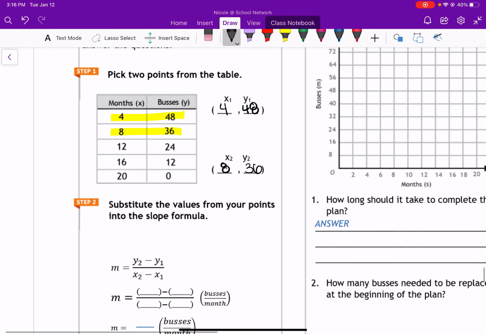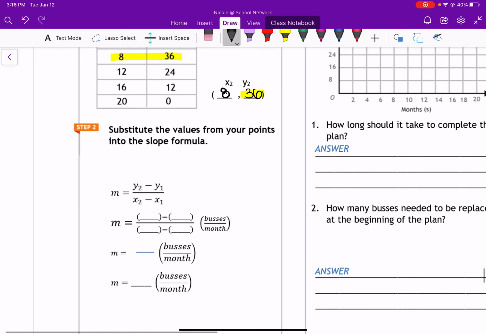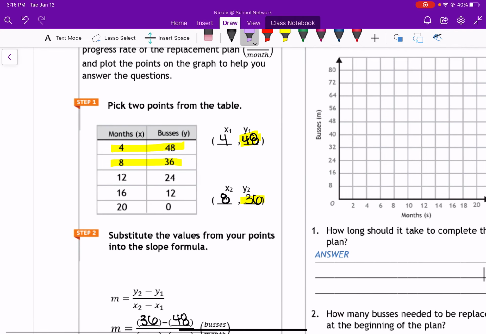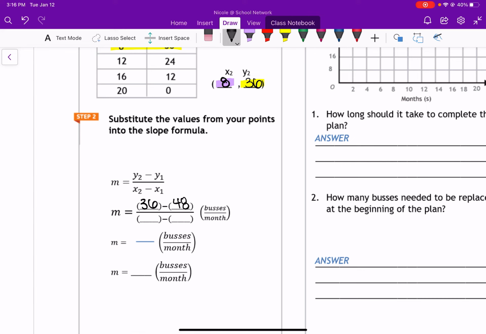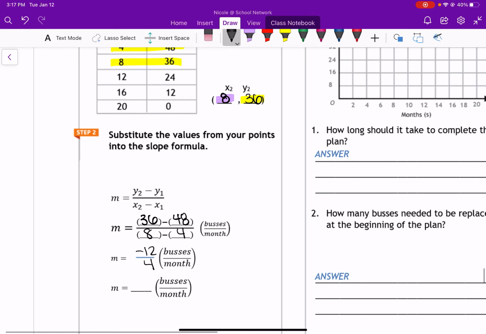And so now we substitute these values in. So 36 minus 48, or vice versa, whatever. I'll do 36 minus 48. I'll keep it consistent. And then 8 minus 4. So 36 minus 48 is negative 12. 8 minus 4 is 4. So negative 12 divided by 4 is negative 3. So here we have negative 3 buses per month.